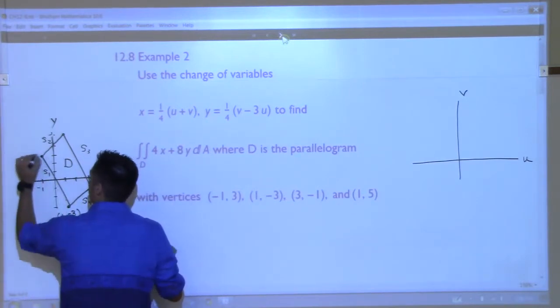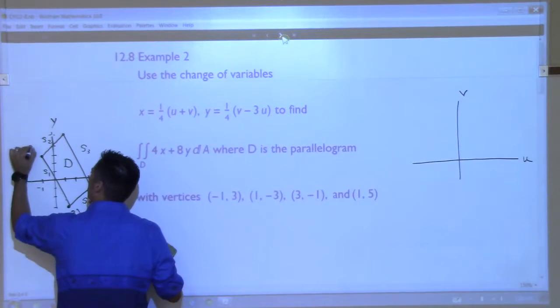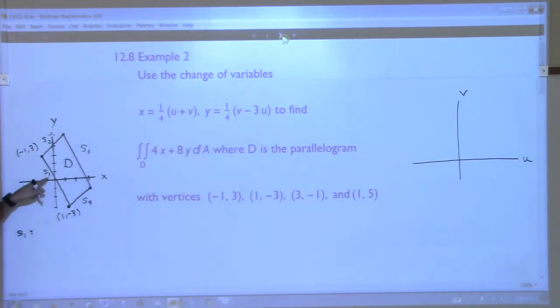And this point here is negative 1, positive 3. So can you give me the equation of that line? I mean, we would have to grind it out, but we could, right? You have 2 points. You can find the equation of the line between them.